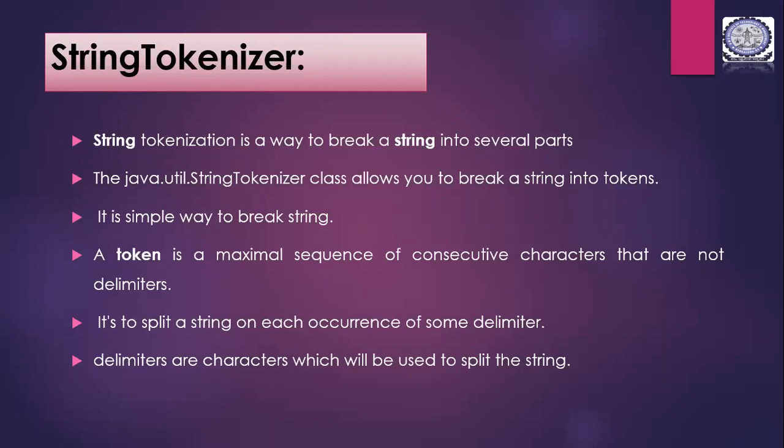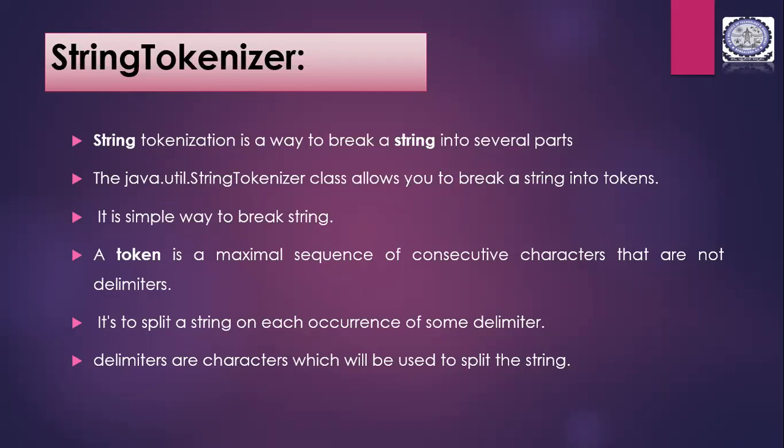So the string tokenizer is a class in the util package. Java is a package, and util is a sub-package of Java, which is a built-in package in the Java programming language. So this util has a class called string tokenizer. This string tokenizer allows you to break a string into tokens. Here the tokens are nothing but the separated strings of an entire statement, the separate parts of an entire string. So string tokenization is a simple way to break the strings. When you use string tokenizer, it is easier to break the statement into separate strings.